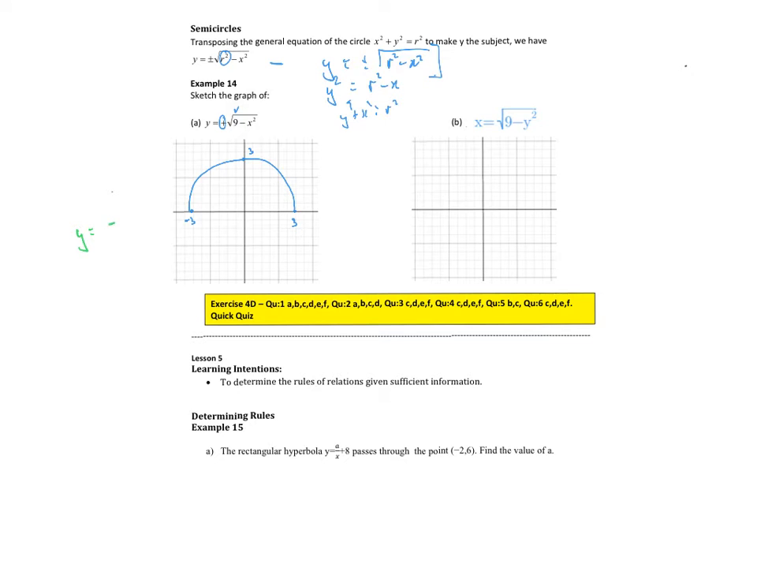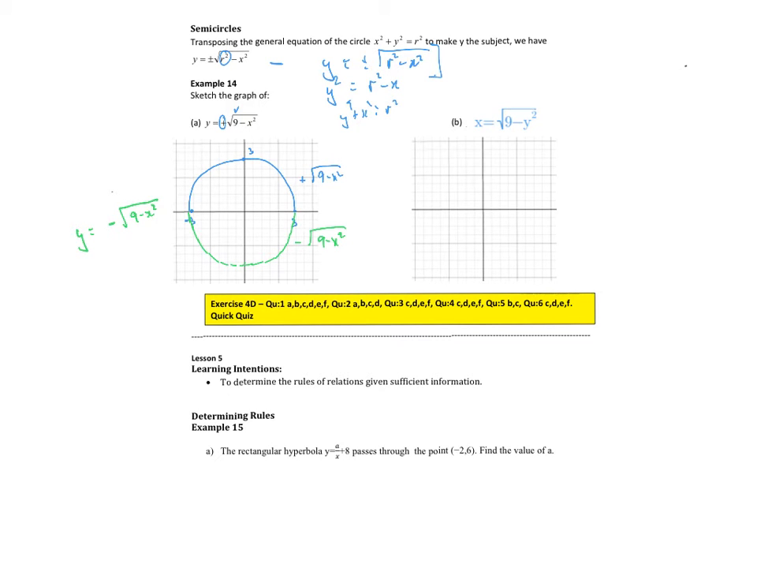y equals negative square root of 9 minus x squared, well then it's the bottom half. It's where my y values are negative. So there's the negative square root of 9 minus x squared, and up here is the positive square root of 9 minus x squared.